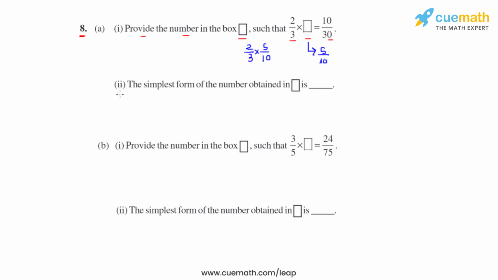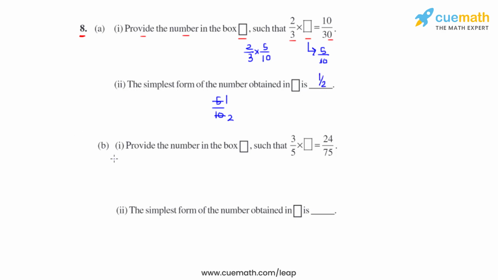Now the second bit of part A says that the simplest form of the number obtained is. So the simplest form means that the numerator and denominator should not have any other common factor apart from 1. So we'll take the fraction obtained, which is 5 over 10, and we'll try to get rid of all the common factors. So we know that 5 ones are 5 and 5 twos are 10. So the simplest form of the number obtained will be 1 over 2.